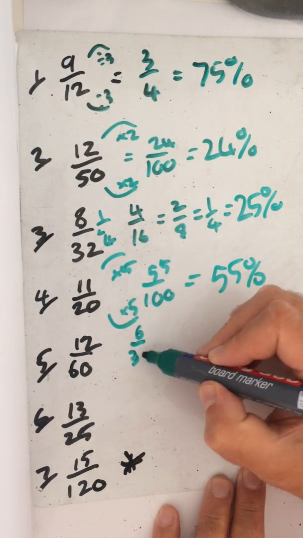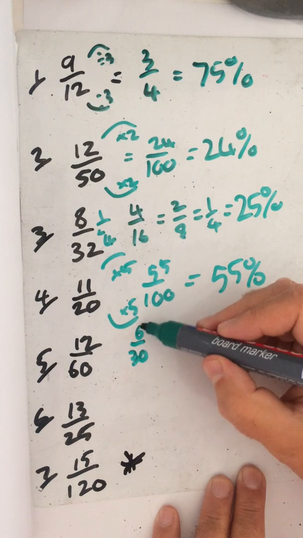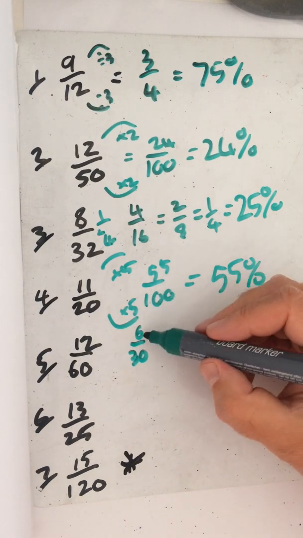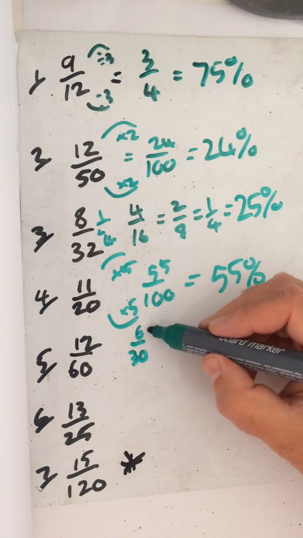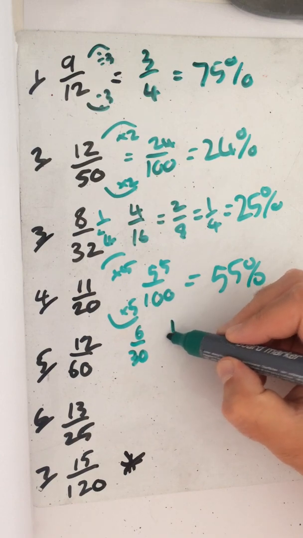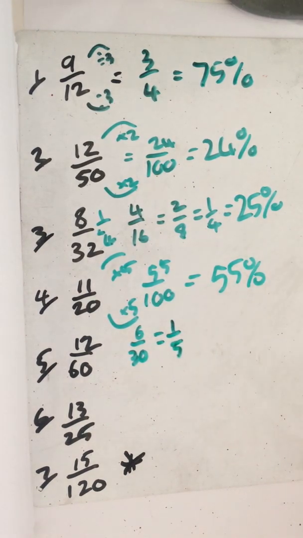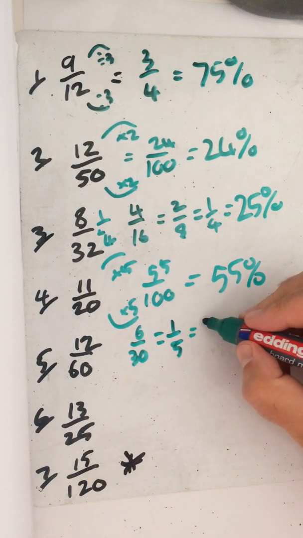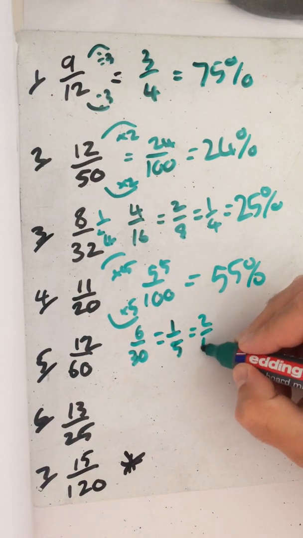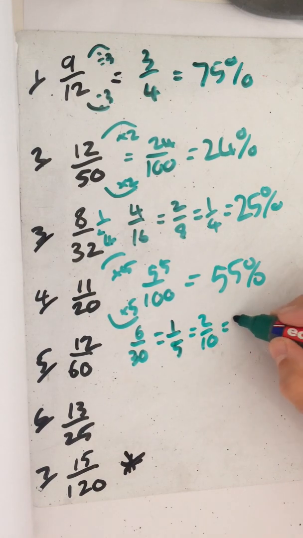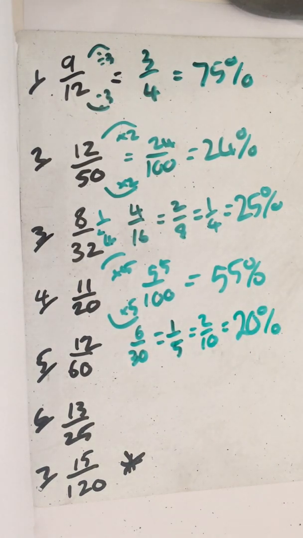The 6 over 30. What goes into both 6 and 30? Well, 6 does, doesn't it? Okay, 6 goes into both. So 6 goes into itself once, and it goes into 30 five times. So that's the simplest form, 1/5. I'm going to expand that out to 2/10, and 2/10 is 20%, isn't it? So hopefully you've got there.